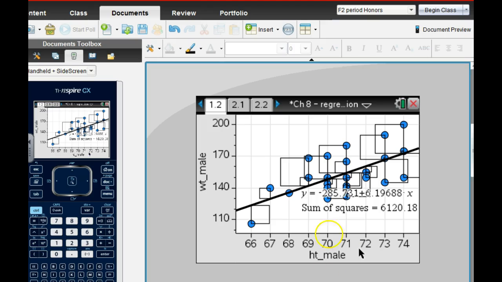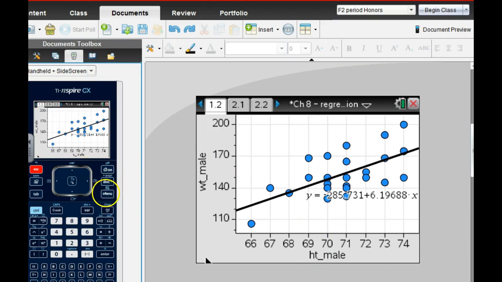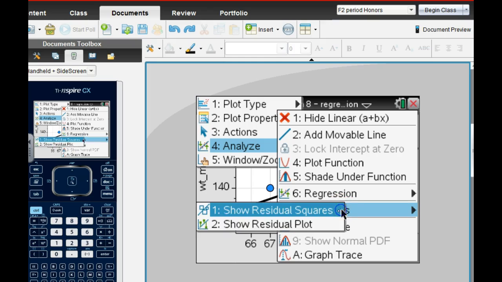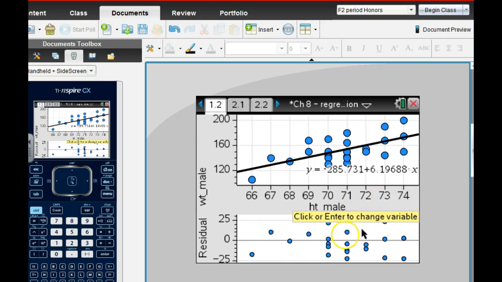The other thing you can do on your calculator, I'm going to hit Control Escape to undo what I just did. It's the escape or undo function. If you hit Menu, Analyze Residuals, and show residual plot, it actually plots something down here called the residual plot. You're looking for something that doesn't have a pattern.